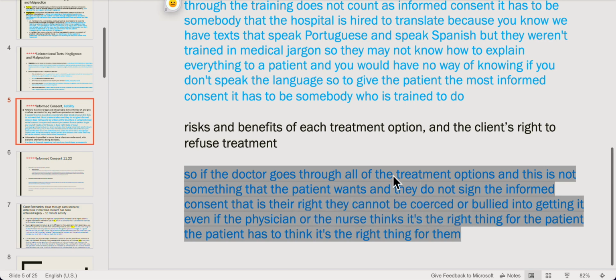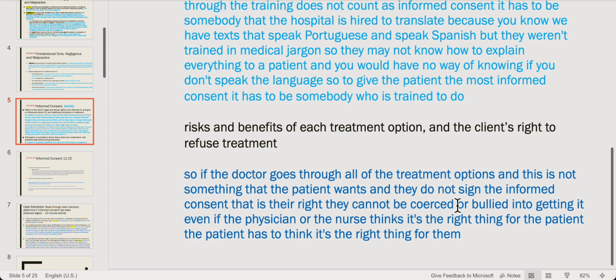So if the doctor goes through all of the treatment options and this is not something that the patient wants and they do not sign the informed consent, that is their right. They cannot be coerced or bullied into getting it. Even if the physician or the nurse thinks it's the right thing, the patient has to think it's the right thing for them.